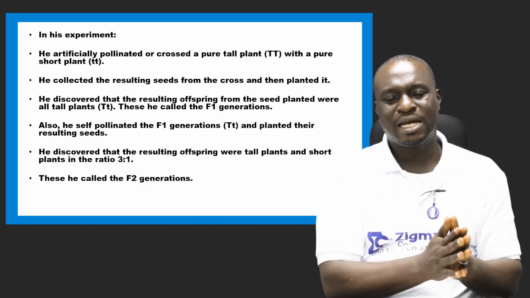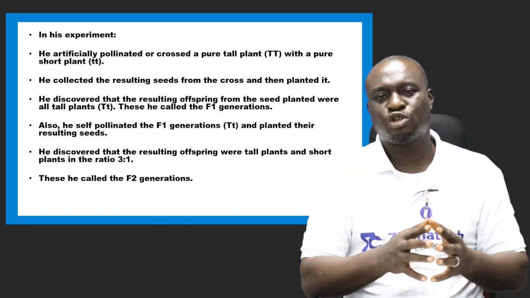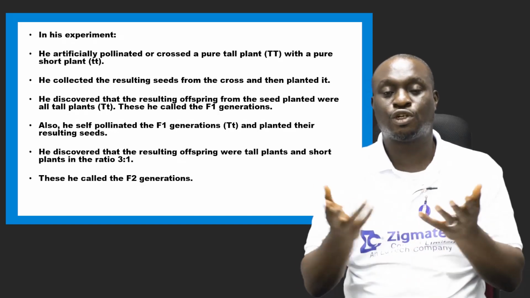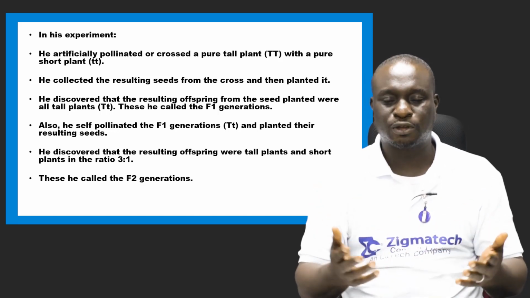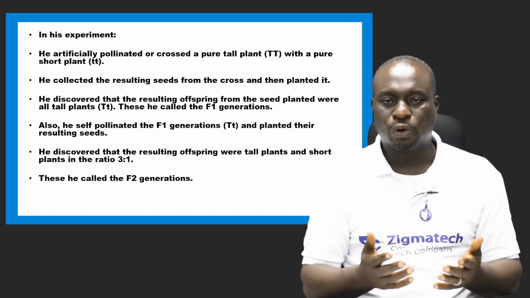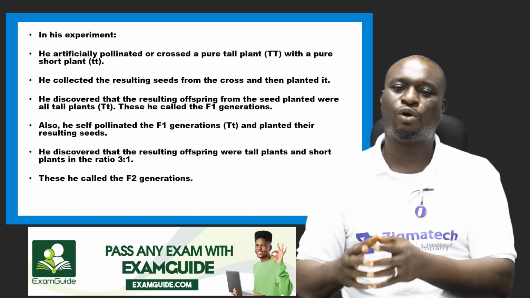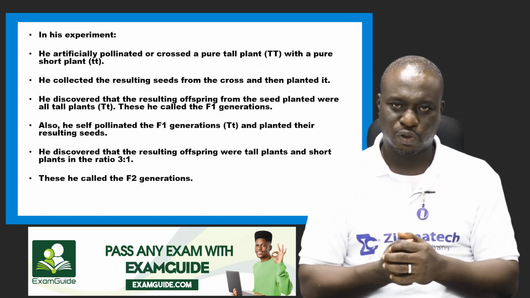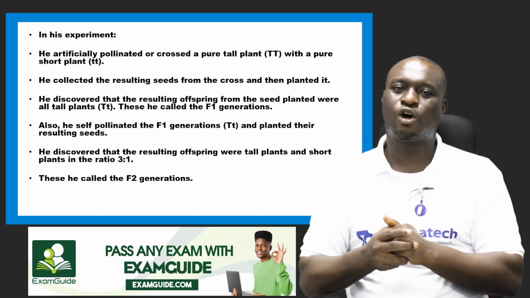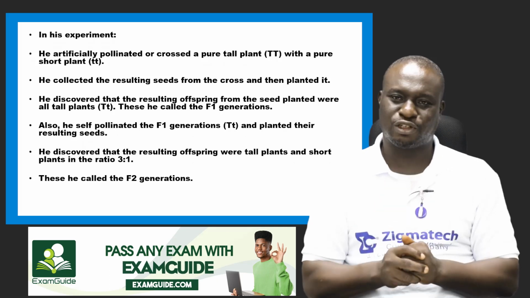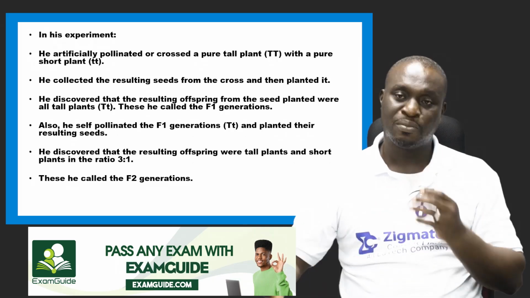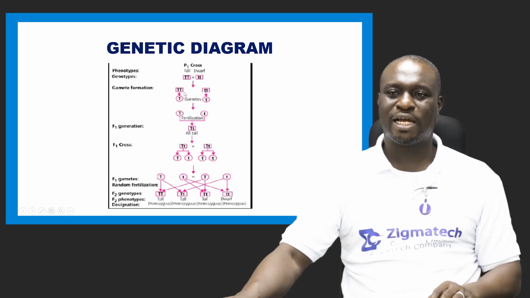Some were tall and some were short in the ratio of 3:1. That is the ratio of 3 out of whatever offspring came out, 3 out of the whole were tall, and 1 out of the whole were short. Okay, now these were what he called the F2 generation. The F2 generation.